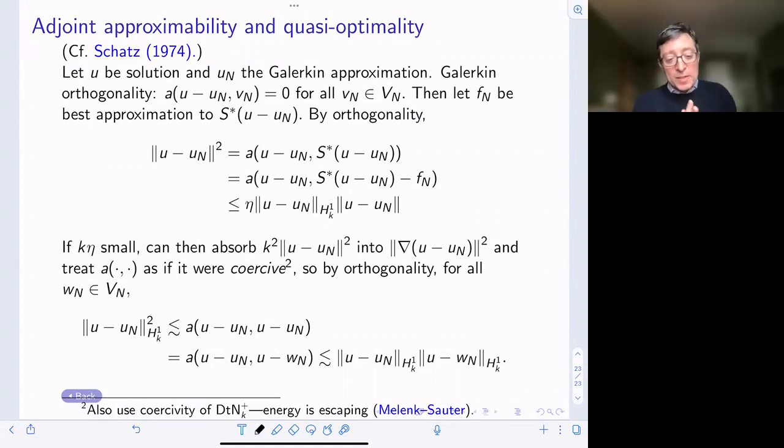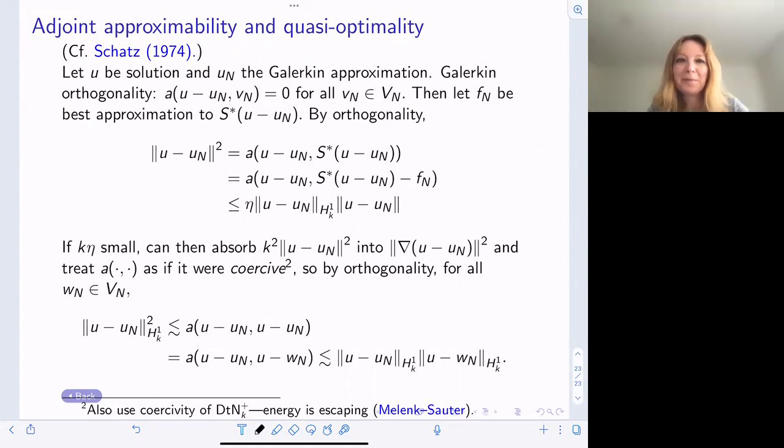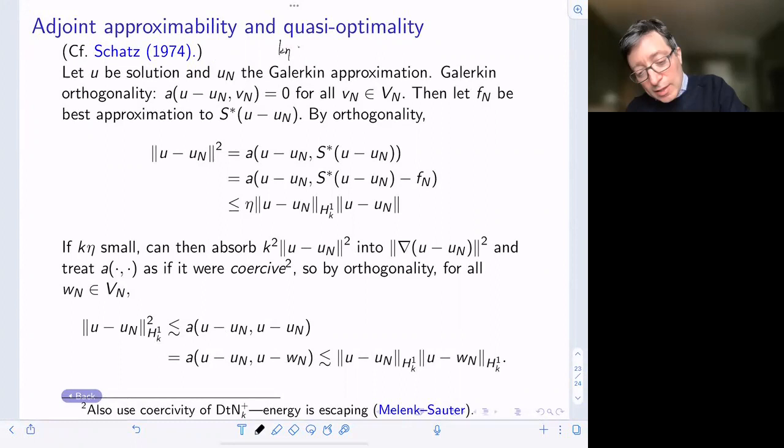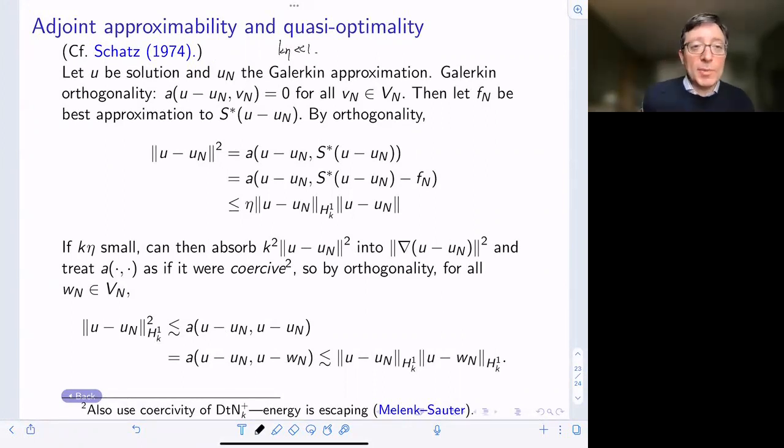I'll do it. So this is Schatz's argument. It's really kind of nice. So what is this supposed to show? Remember, the argument is supposed to be that if k eta is sufficiently small, where eta is this approximability constant, you've got quasi-optimality. And quasi-optimality means that you're not too far off from the closest element in the Galerkin space to the true solution, that the Galerkin solution is close to the true solution.